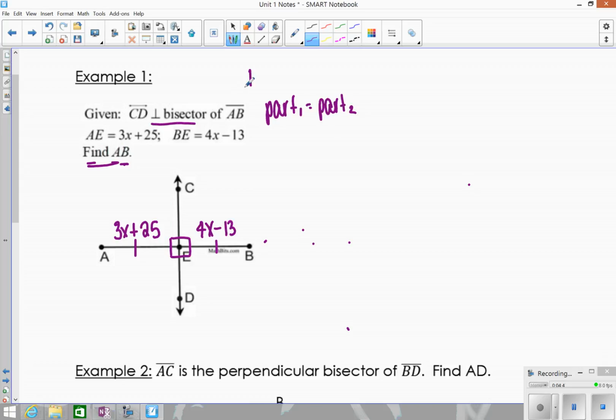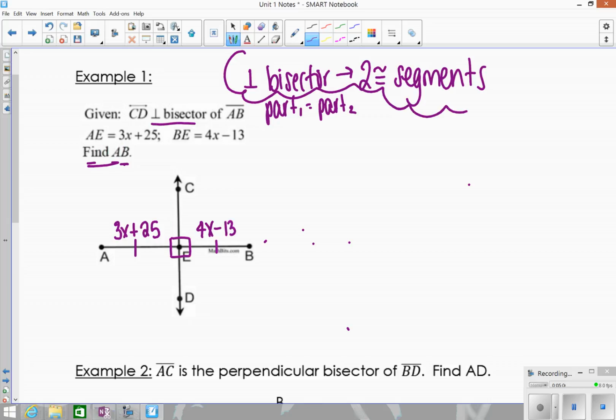So I'm going to just write perpendicular bisector implies two congruent segments. Now I don't need to mention the right angles because it's not going to help me solve the problem. I'm using the fact that I have two congruent segments to set the two parts equal, so I don't even need to mention the right angles.